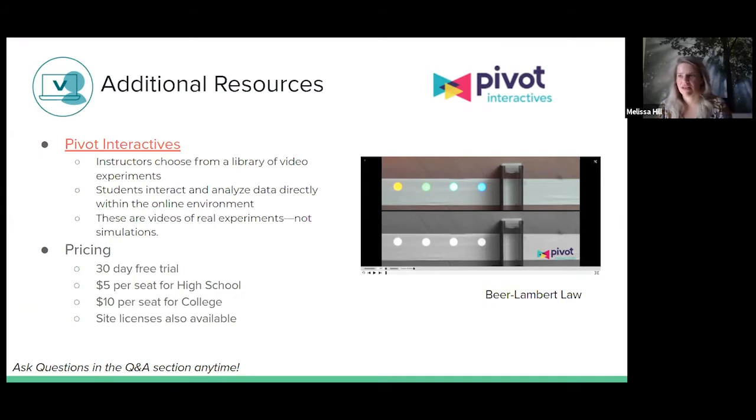Pivot Interactives is another online resource that you may want to investigate. It has a 30-day free trial. And it has a really interesting way of teaching Beer's Law. A lot of people really like it. It's a much more visual representation of Beer's Law, and students have to do a lot more by eye. So a lot of people have really liked that, but it's definitely worth looking into. And you should definitely take advantage of that 30-day free trial for Pivot Interactives.